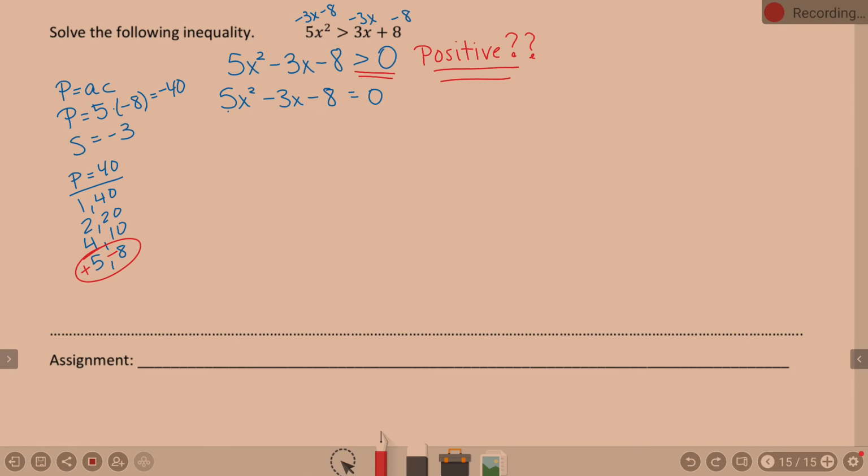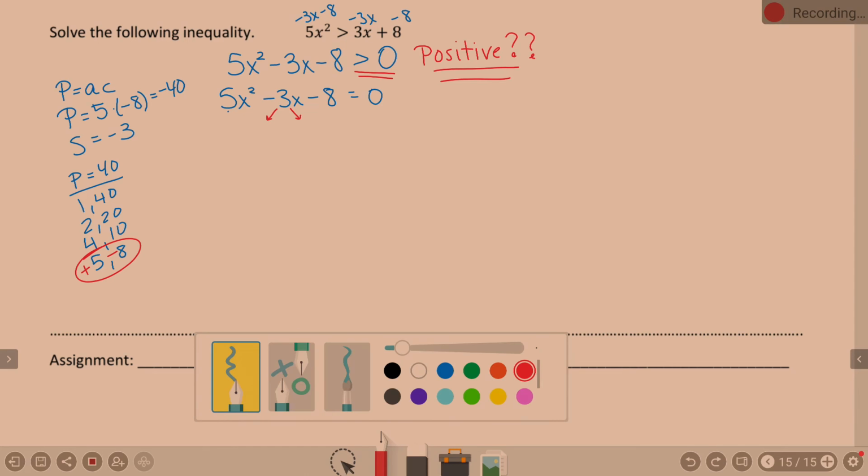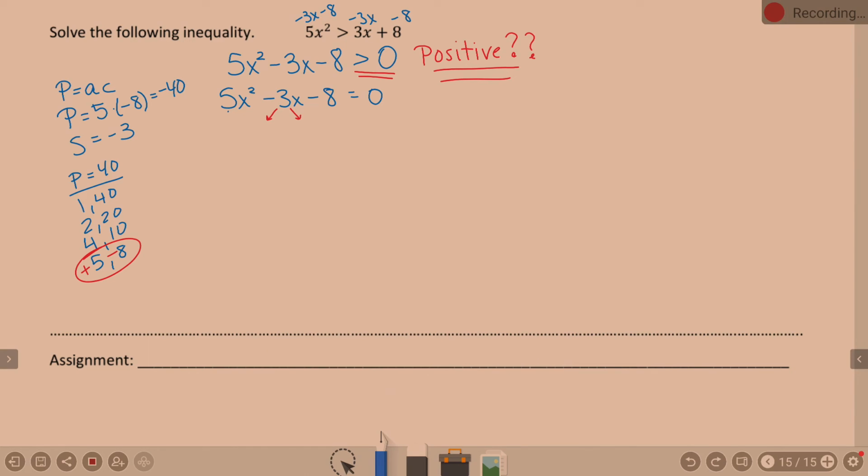What do I do with that 5 and that negative 8? Plug them in, so it's 5x squared plus 5x, negative 8x, minus 8. You split that middle term, yes. So first and last terms you carry down, split the middle. 5x squared plus 5x minus 8x, carry down minus 8 equals 0.